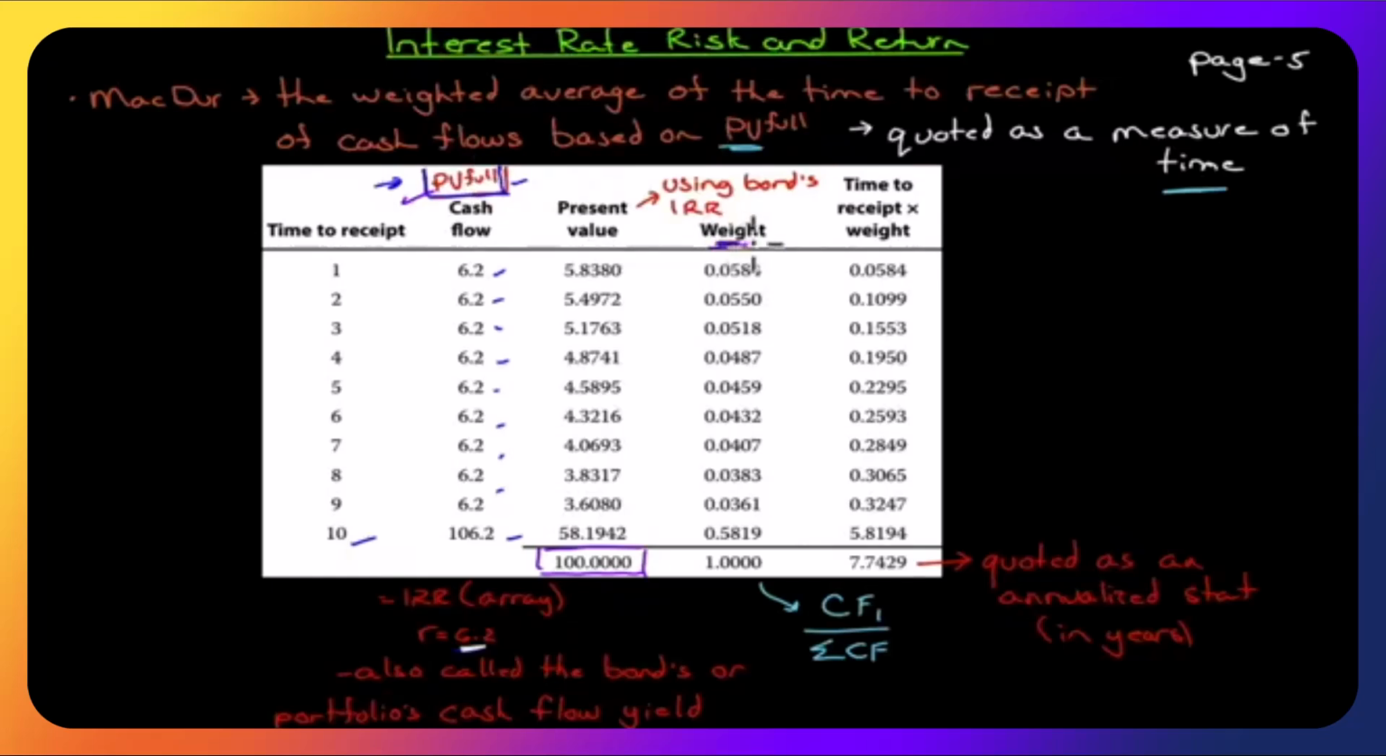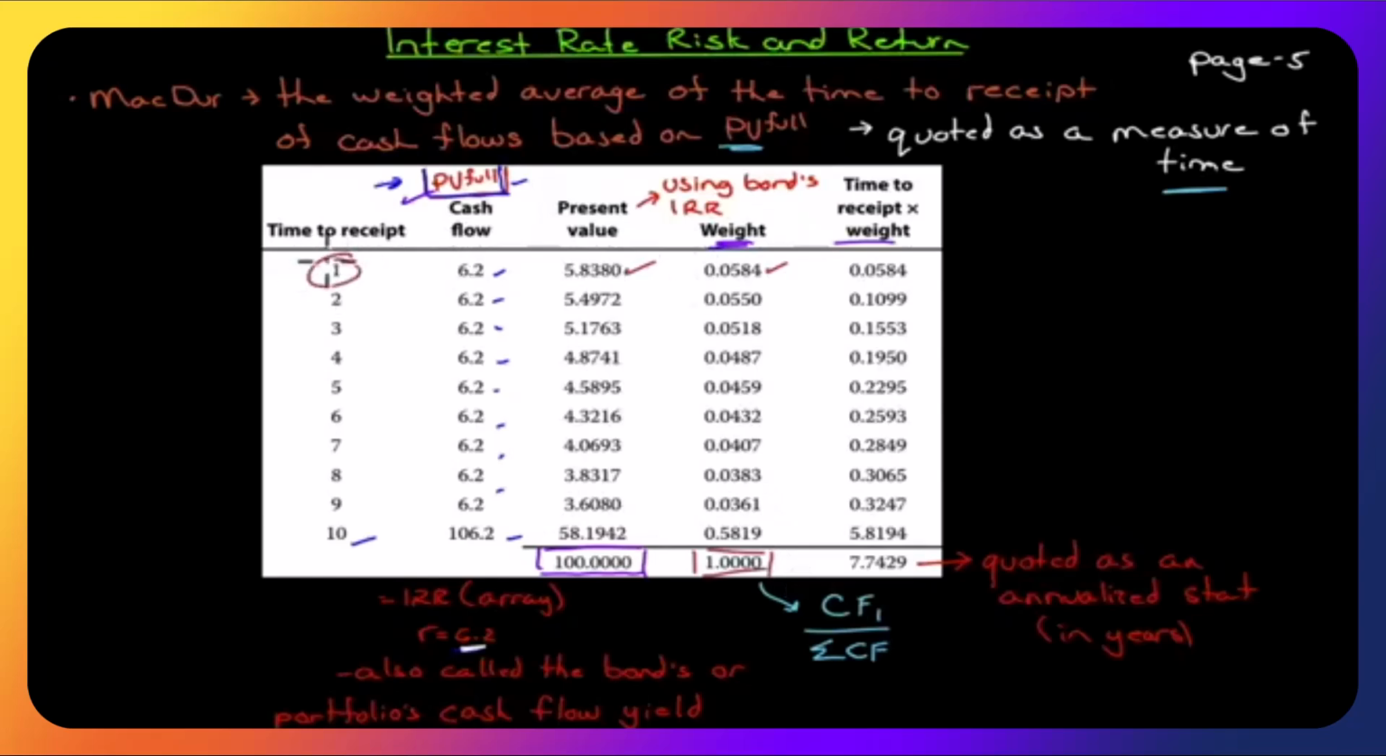Next column is weight. It's really in the last two columns where all the work gets done. So this is weight. What are we doing? We're taking the weighting of this cash flow versus all the cash flows. This doesn't have to equal 100. If it were a premium bond, it would be higher than 100. If it were a discount bond, it would be lower. But what is the weighting of this cash flow? 5.838 versus 100, 0.0584 or 5.84%, and you'll weight each one, and the weighting should add up to 100%.